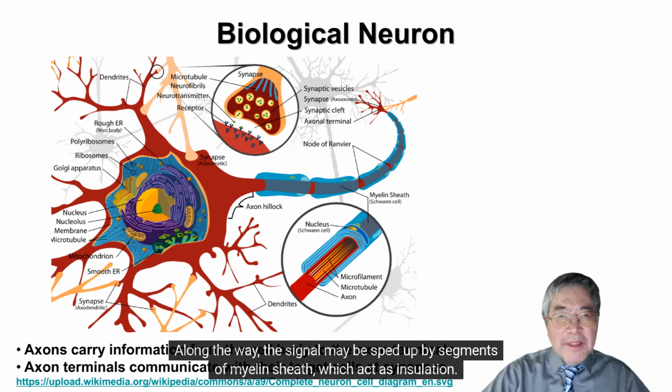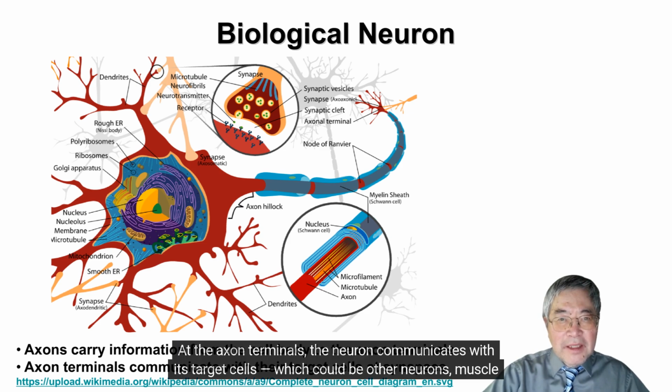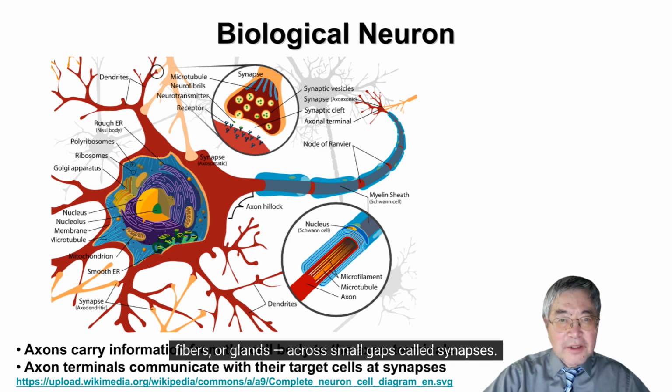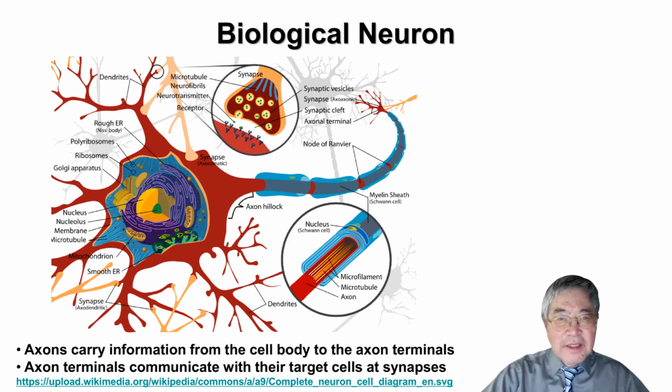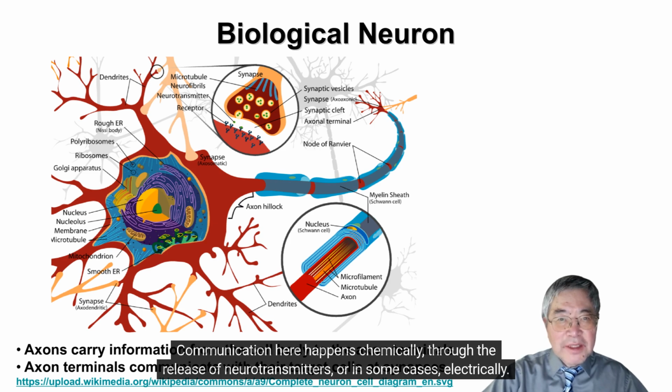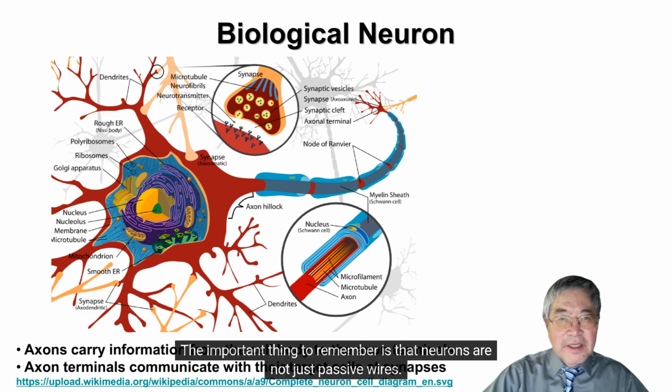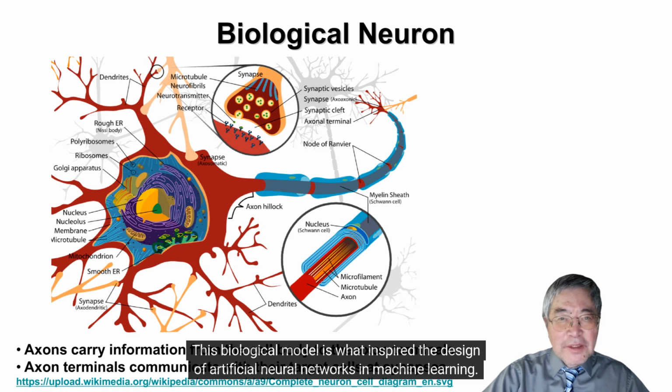This is essentially the neuron's transmission cable, carrying electrical signals, known as action potentials, toward the axon terminals. Along the way, the signal may be sped up by segments of myelin sheath, which act as insulation. At the axon terminals, the neuron communicates with its target cells, which could be other neurons, muscle fibers, or glands, across small gaps called synapses. Communication here happens chemically through the release of neurotransmitters or, in some cases, electrically. The important thing to remember is that neurons are not just passive wires. They integrate inputs, make decisions about whether to fire, and adapt over time. This biological model is what inspired the design of artificial neural networks in machine learning.